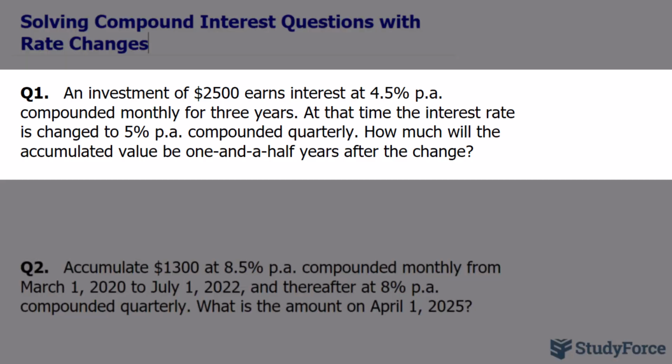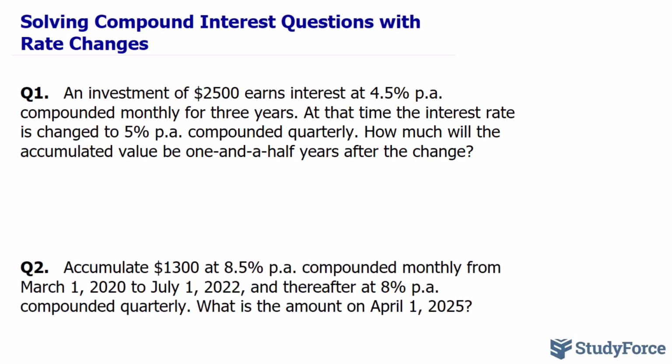In question number 1, an investment of $2,500 earns interest at 4.5% per year compounded monthly for 3 years. At that time, the interest rate is changed to 5% per year compounded quarterly. How much will the accumulated value be 1.5 years after the change?